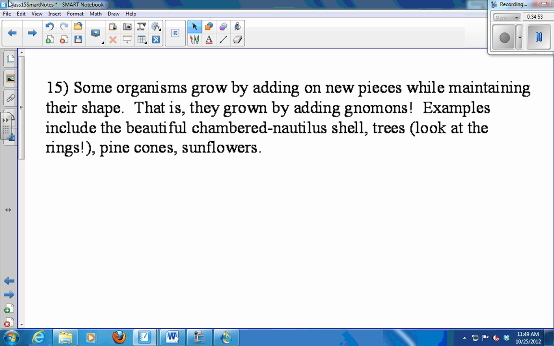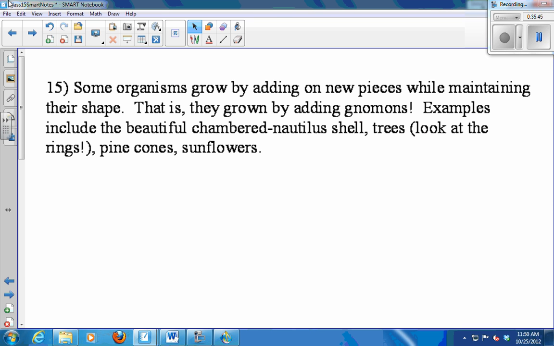Because some organisms grow by adding new pieces while maintaining their shape. So that's not us. We are constantly having cells die and making new cells, right? So there isn't a piece of me that has existed since I was born, right? Whereas a tree, when you cut down a tree and you look at the rings, the inner part of the tree is older than the outer part of the tree, right? The further you go in, the older the wood is inside the tree. So some organisms grow like a tree, where they just keep adding more and more pieces to themselves. And some organisms grow like we do, where parts die and new parts grow.